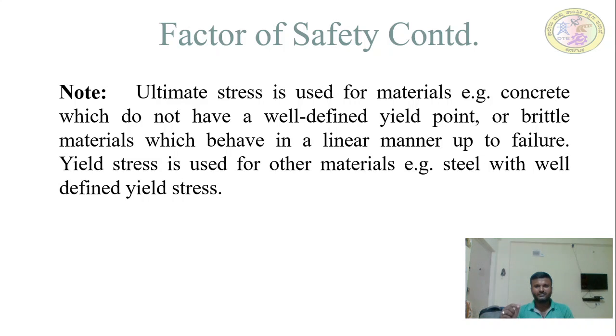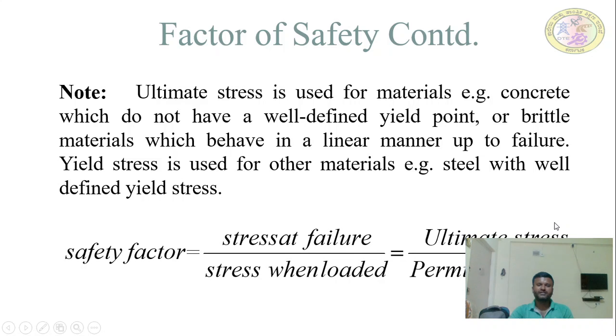So that's why we can use that material with a lower factor of safety. Brittle material, by comparison, does not have a well-defined yield point. Brittle material always behaves in a linear manner up to the failure point. Factor of safety is stress at failure divided by stress when loaded. You should understand this: stress at failure and stress when loaded.